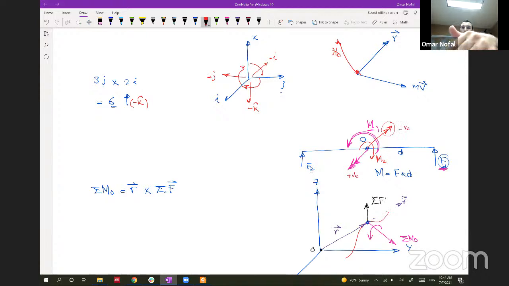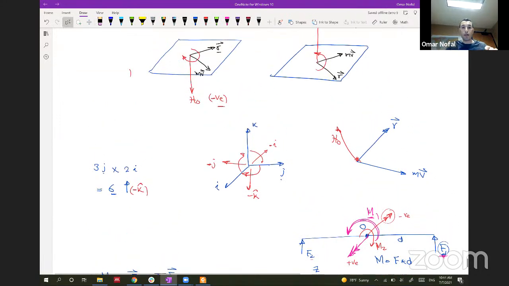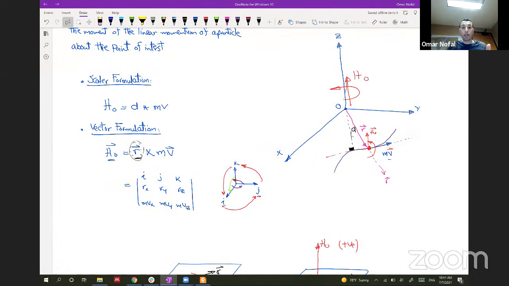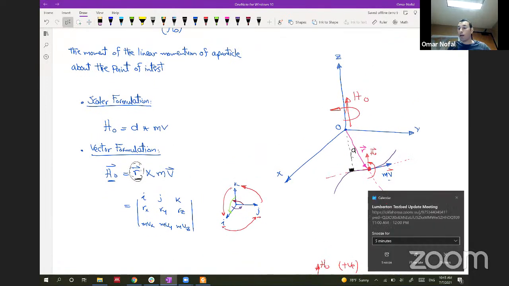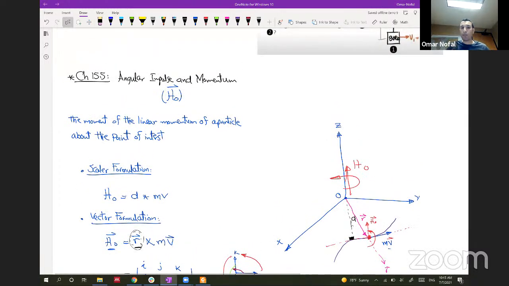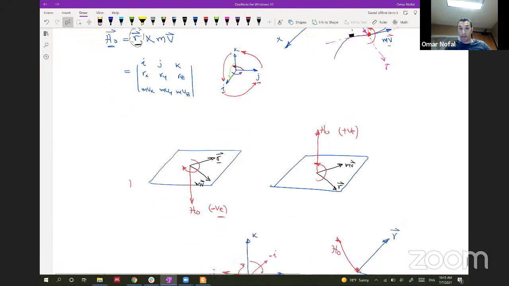This is just a brief concept to break the ice for the next lecture, when we derive some formulation for the angular momentum. Does anybody have any questions? We will be continuing this concept next lecture, and we will be finishing chapter 15 next time. Does anybody have any question?